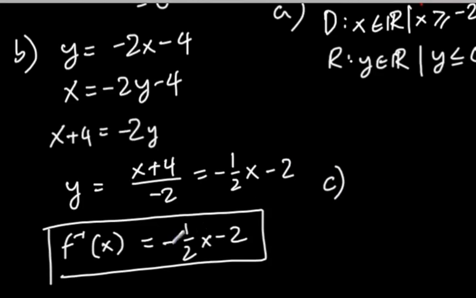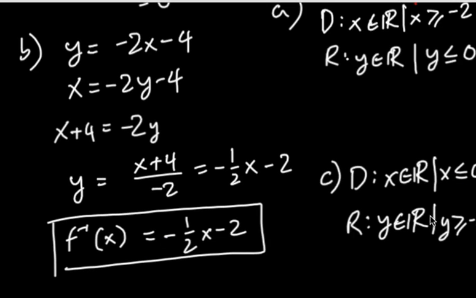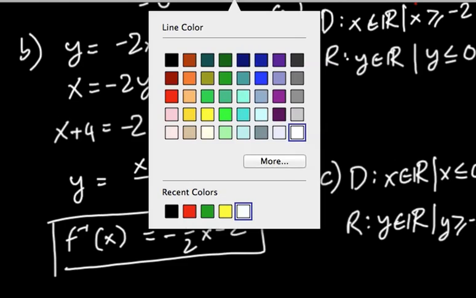And now part C says find the domain and range of the inverse. Remember, if we have the domain and range of the function, we already have the domain and range of the inverse. The range of the function becomes the domain of the inverse. So this is x is an element of reals, but now x is less than or equal to 0. And the domain of the function is the range of the inverse, because we're just switching the inputs and outputs. So this is y an element of reals, and since x is greater than or equal to negative 2, this is simply y is greater than or equal to negative 2.